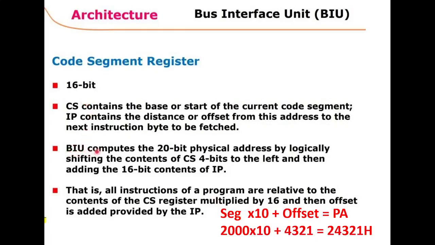Next point, the BIU computes the 20-bit physical address, as we already discussed, by logically shifting the contents of CS by 4 bits towards the left. See this example I have given. How to generate the physical address? We know the formula: segment address into 10 plus offset address. This is the formula.